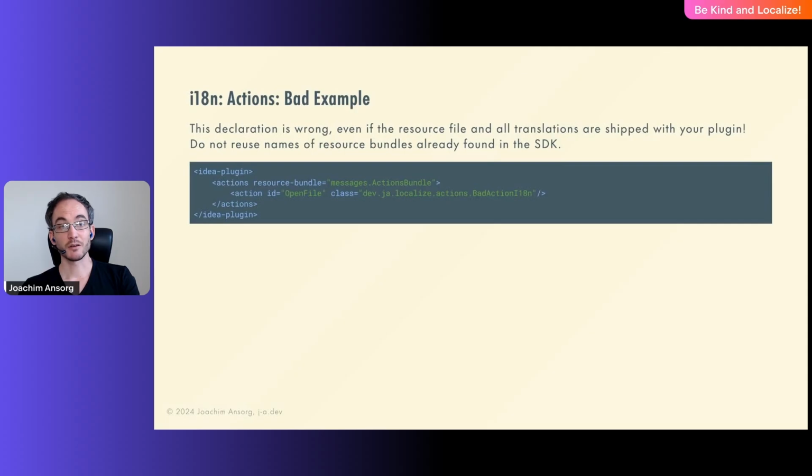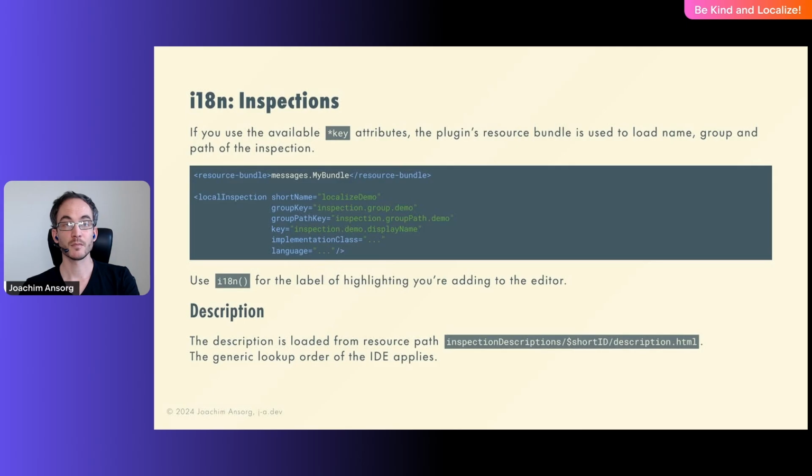That's a bad example. You should not do that. Everything looks all right in this example, but it's using messages actions bundle, which is also present in the SDK. And as I mentioned before, that's going to fail. Even if you have all the proper resources in your plugin, it's going to look into the SDK's actions bundle, and that's not going to work. So don't do that. Make sure to not use paths which are also in the SDK.